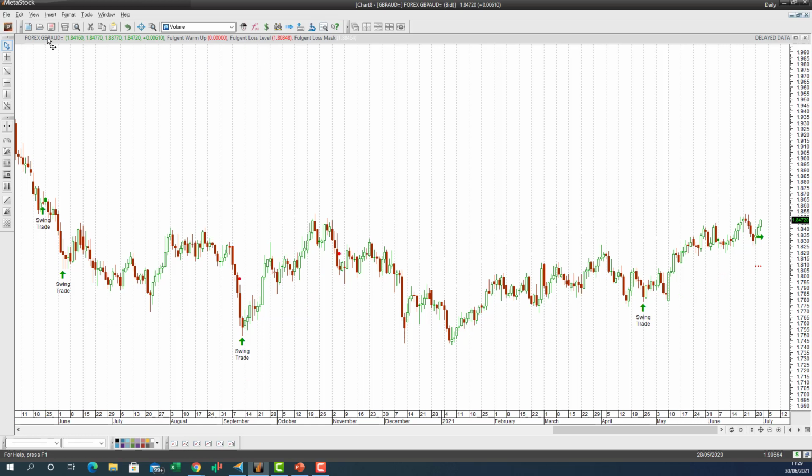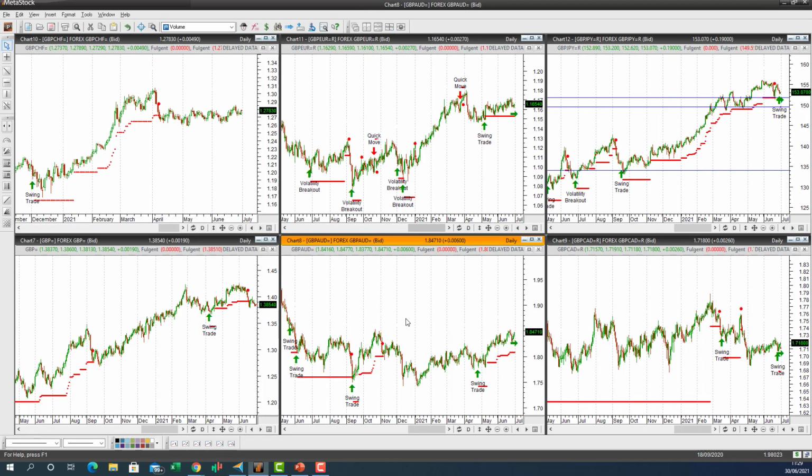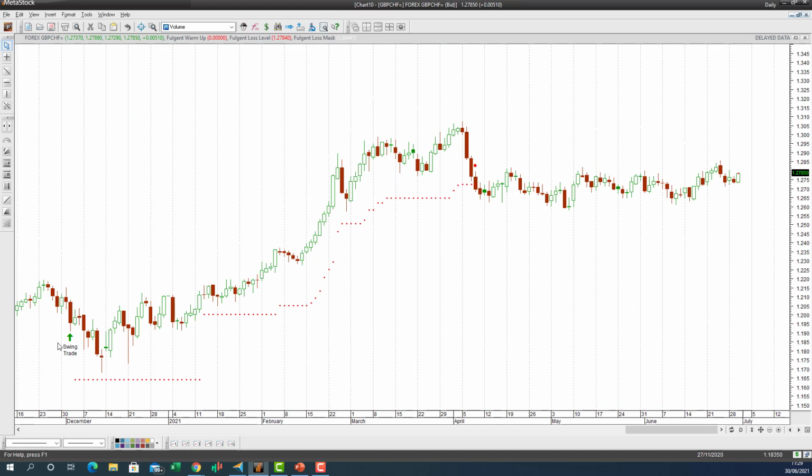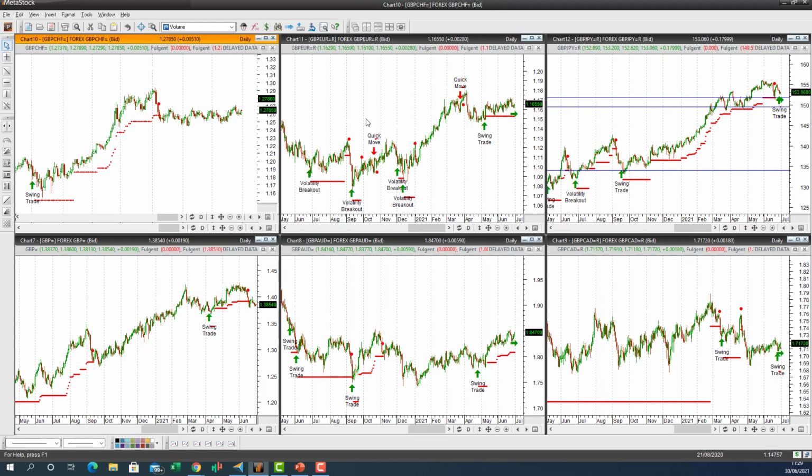So sterling AUD is in a long, and the trailing stop is now set there for the currency pair. I think we've touched on Swiss franc, not a particularly exciting currency to trade, but nevertheless it did capture some of the move there. You can see a swing trade move there, huge move up, and then the trailing stop was executed there.